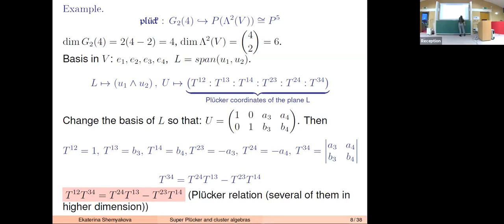So if instead of A3 you plug in negative A23 and so on, you actually get a relation between your coordinates. How do you understand this relation? It's an equation which describes the image of your map in the ambient space. So it's a projectivization of this one.